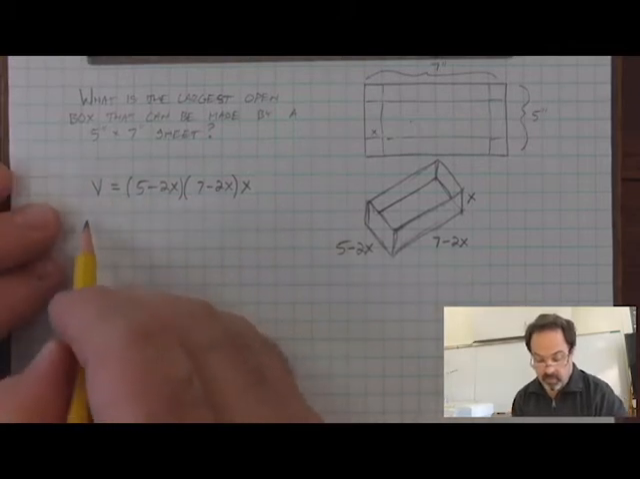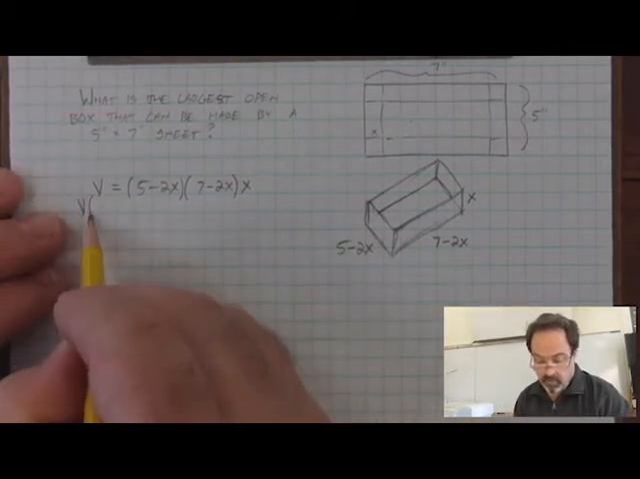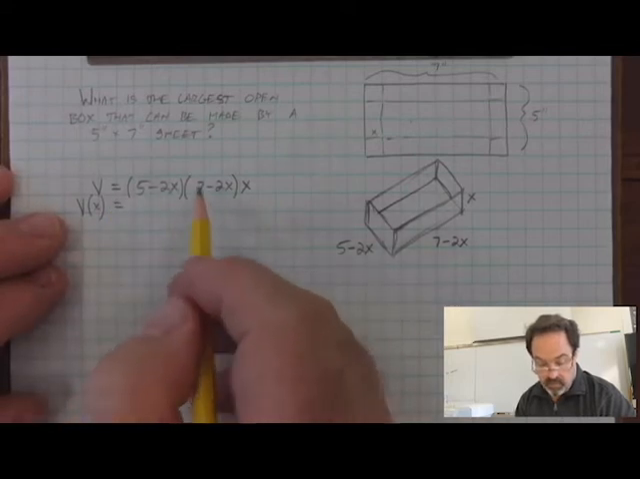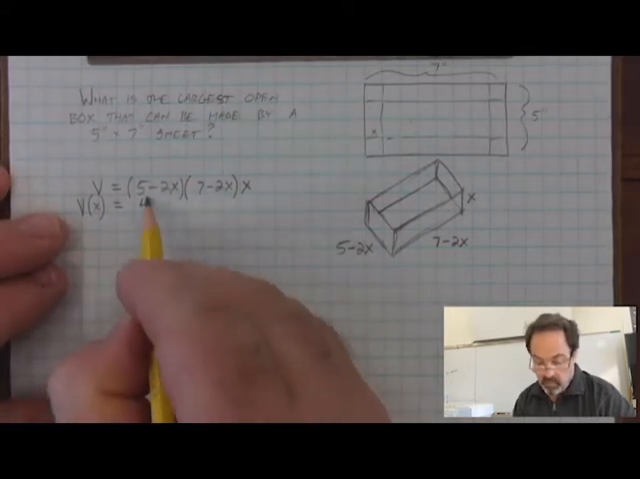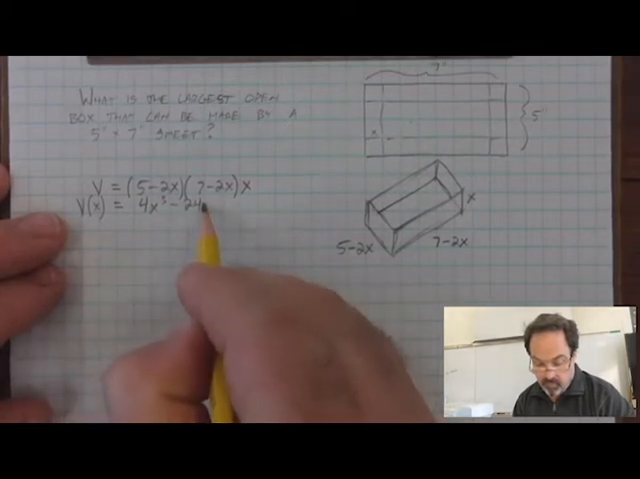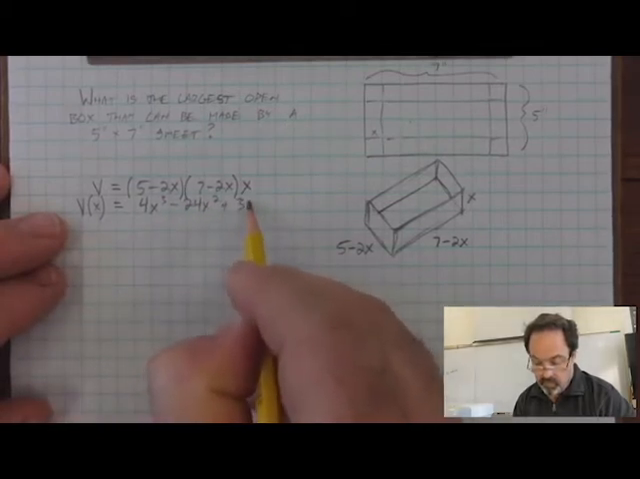This here is a function for volume in terms of x. And if we distributed and combined like terms, it would become 4x cubed minus 24x squared plus 35x.